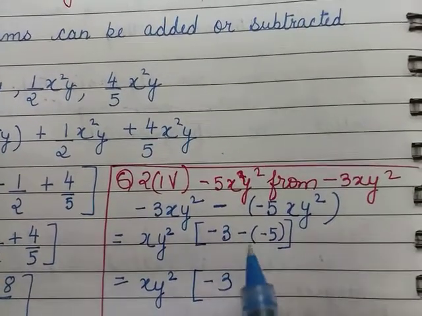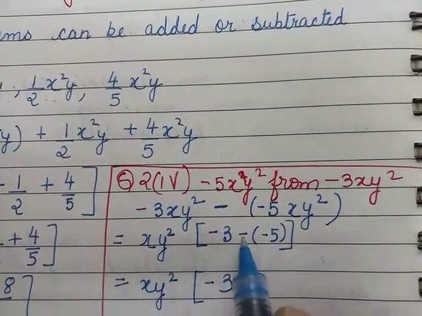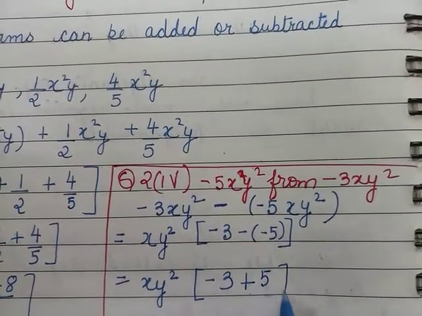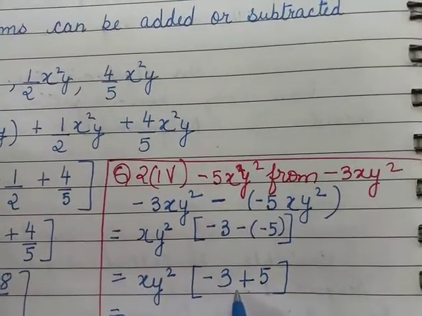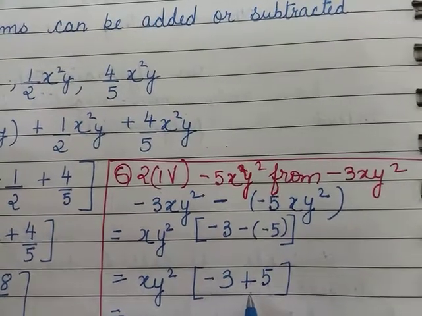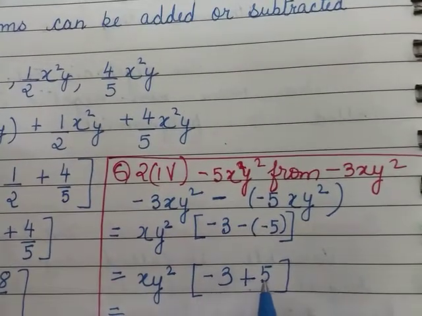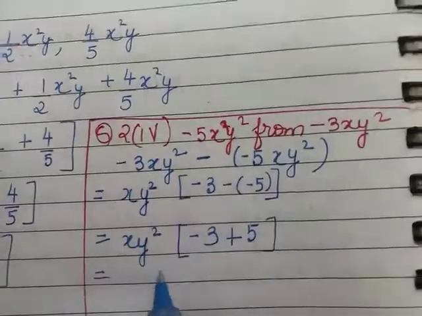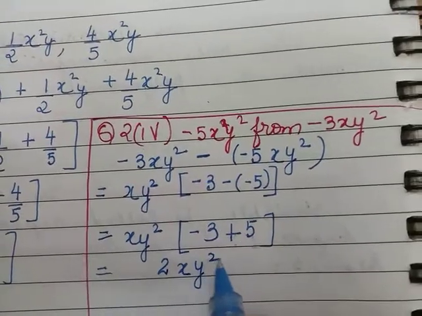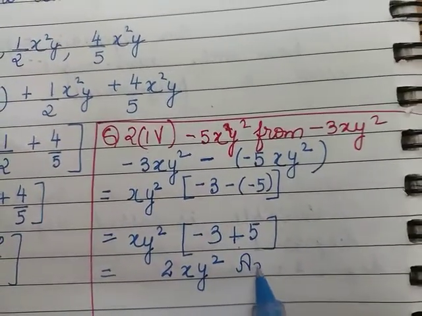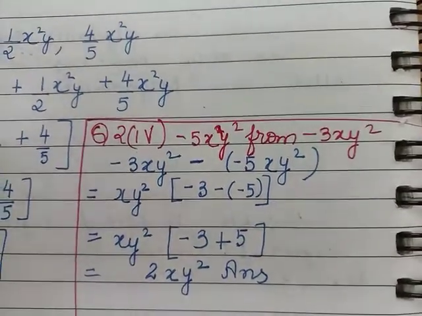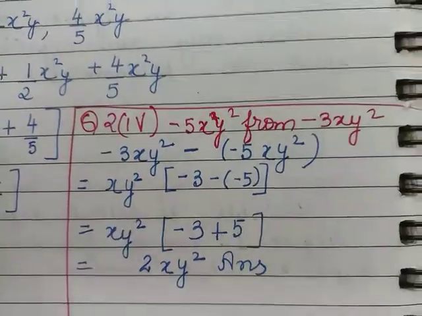Minus 3. This minus and this minus will become plus. Minus is plus. So we write plus and 5. Minus 3 plus 5 will give you 2. As we always keep the sign of the number which has the greater numerical value, that is 5, so we write plus 2. So the answer is 2xy square. Very important to write the mathematical expression correctly and then take care of the sign.